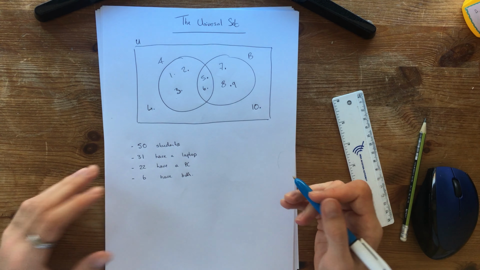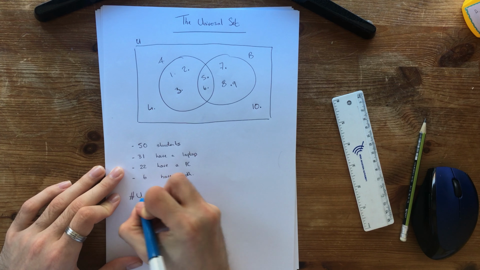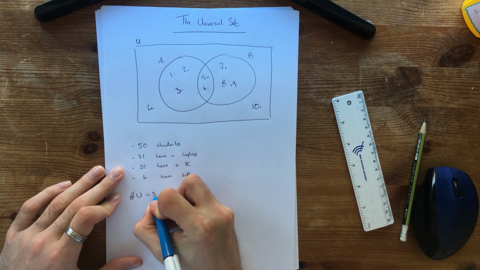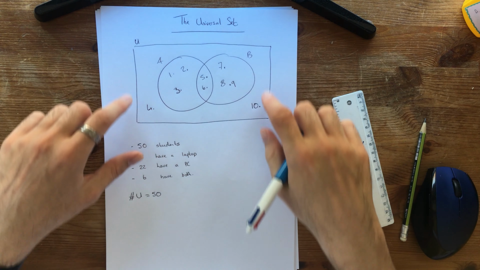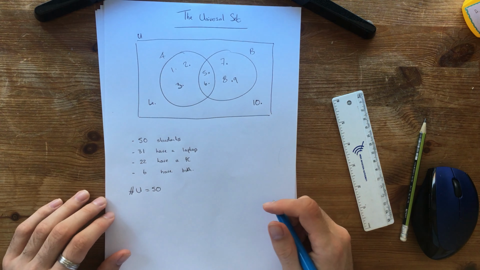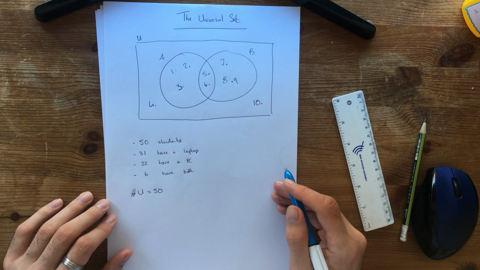So we know that we have 50 students in total. So the total thing is always the universe. So the cardinal number of the universe is 50. So we know that there are 50 students in total. So in this whole area, in this whole thing up here, it's going to be 50. 31 have a laptop, 22 have a PC, and 6 have both.